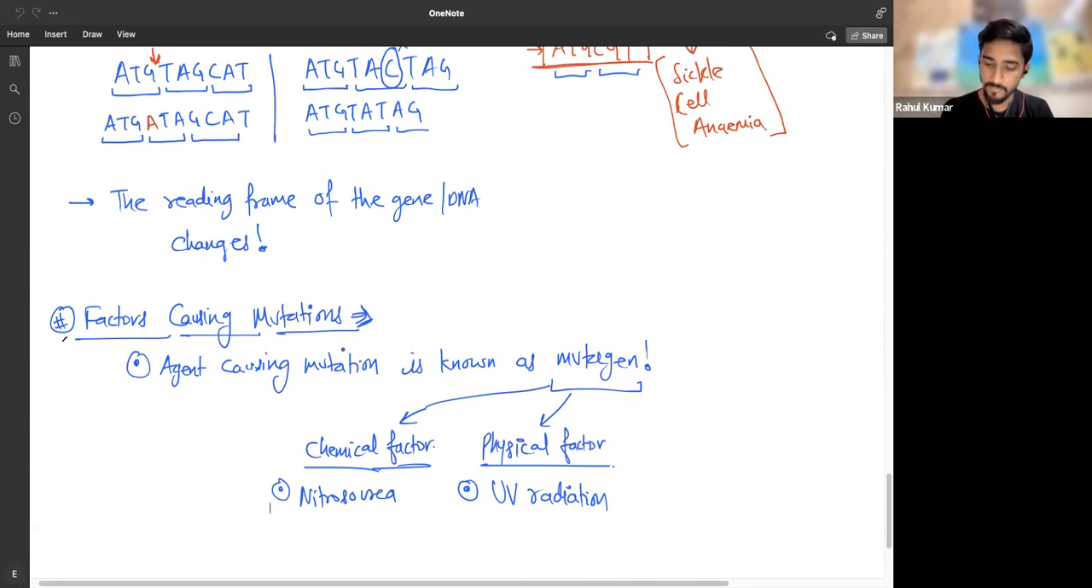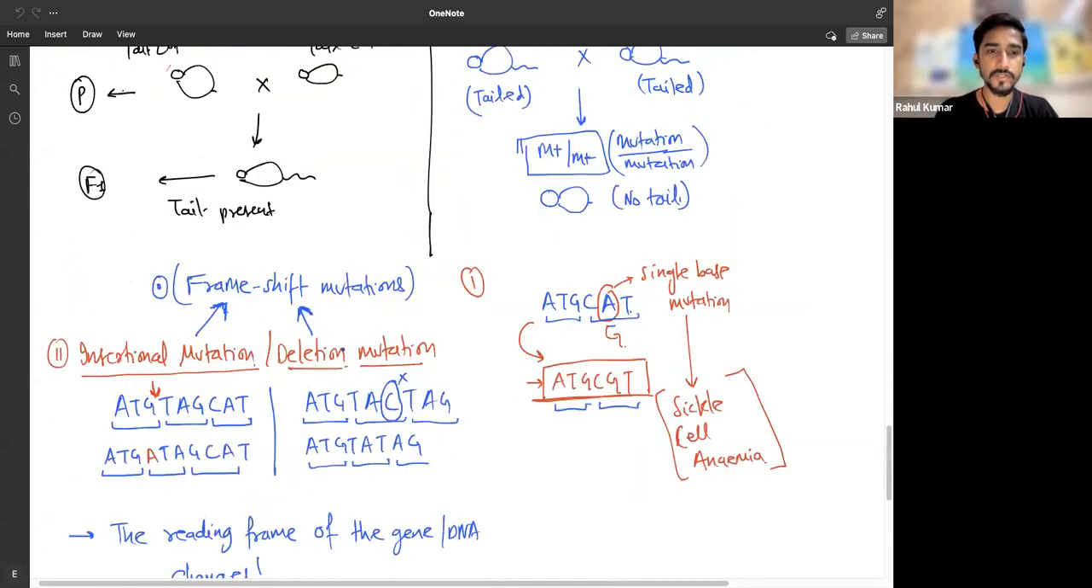So any living system will not very easily just accept mutations, but I think this is all you need to know for your entrance and board's point of view about mutation.